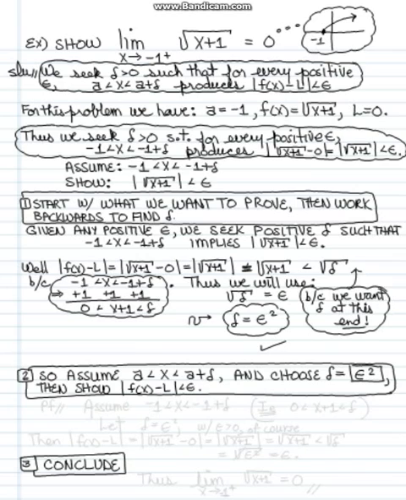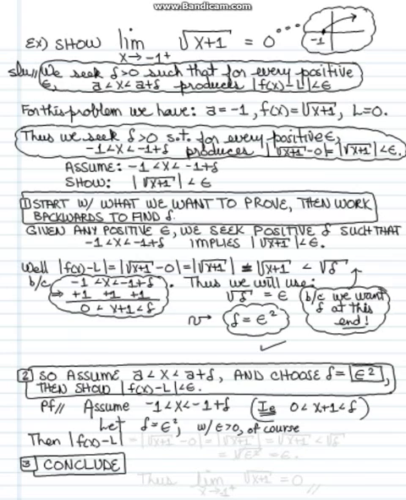Step 2, assume that a less than x less than a plus delta and choose delta equals epsilon squared. So we're making this assumption, negative 1 less than x less than negative 1 plus epsilon squared. In other words, 0 less than x plus 1 less than epsilon squared, when I get 0 on the left and x plus 1 in the middle. And let delta equal epsilon squared with epsilon greater than 0, of course.